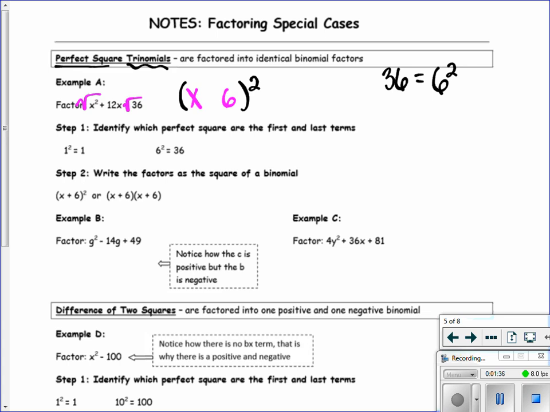What we are also checking is this middle term. That middle term is important. These come into play when it comes to that middle term. Multiply these two things together. So what's x times 6? 6x, and now double 6x. What do you get? Is that what we have right here? Then that means it's a perfect square trinomial. Whatever that first sign is, that's what goes inside our parentheses.